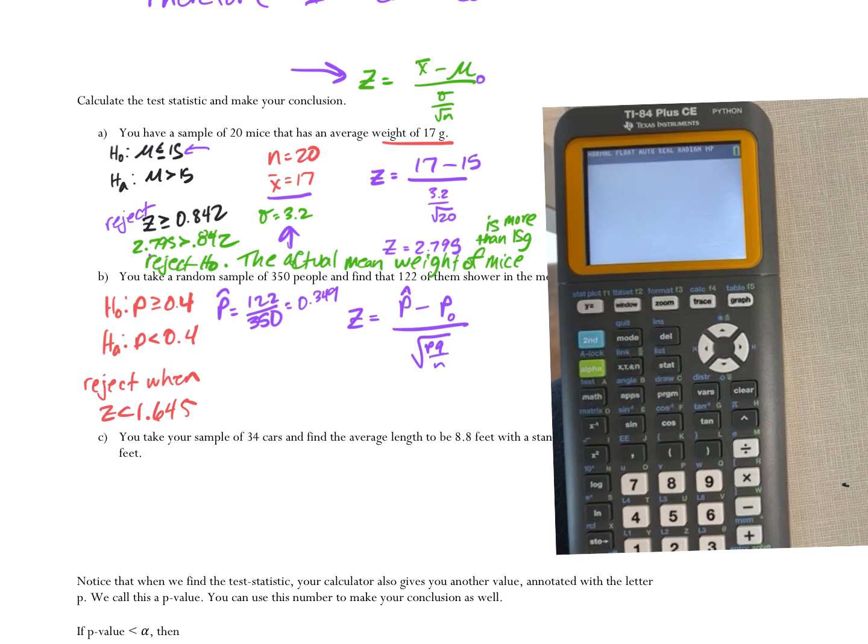Okay, all right, so now to find that z-score, we do 0.349 minus 0.4 divided by the square root of... Now, you guys, for these ones, we use the null hypothesis to find p and q. So this would be 0.4. If p was 0.4, q would be 0.6. Remember, p and q always have to add up to 1. Over, what was my sample size? 350.